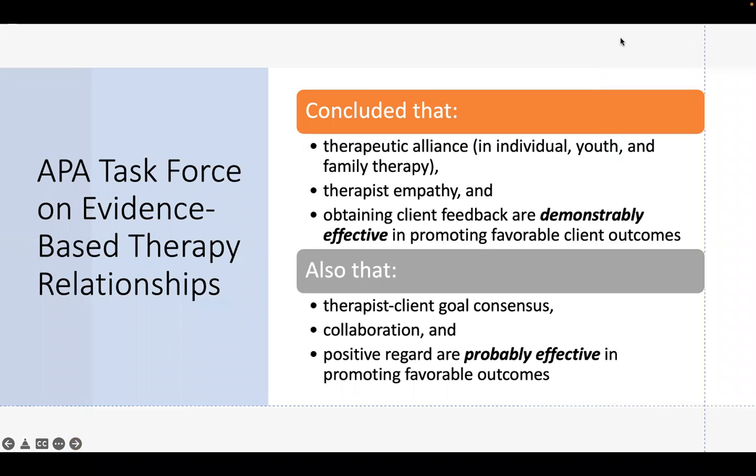There have been, like I said, many attempts to quantify therapy, which is inherently a difficult thing to quantify. I will talk about the quantification in future slides, of the specific modalities and how the specific ingredients help. But what has been found, in terms of evidence-based therapy relationships, is that the therapeutic alliance, our empathy, and our willingness to obtain feedback from the client matter. Like I've told you before, it can be things like, how are we doing? How was session today?